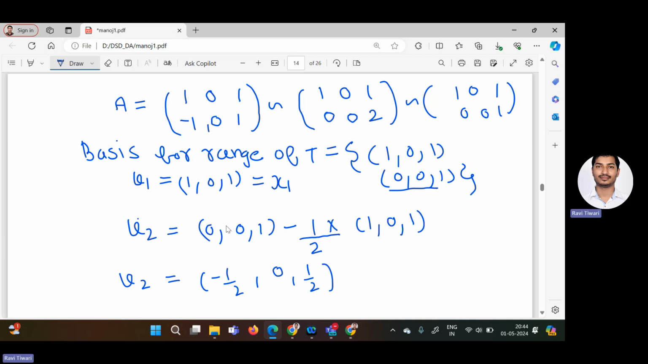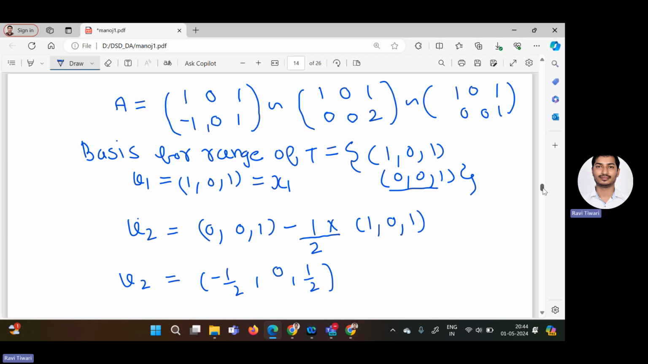So these two are the orthogonal basis for the range space of T. If you have to calculate a basis for the column space or row space, first you can convert the given matrix into row echelon form, and then you can apply the Gram-Schmidt orthogonalization process. So these two vectors are the orthogonal basis for the range space of T. If you are asked to calculate an orthonormal basis, then you divide by the length of the vectors. Otherwise, you can leave it.